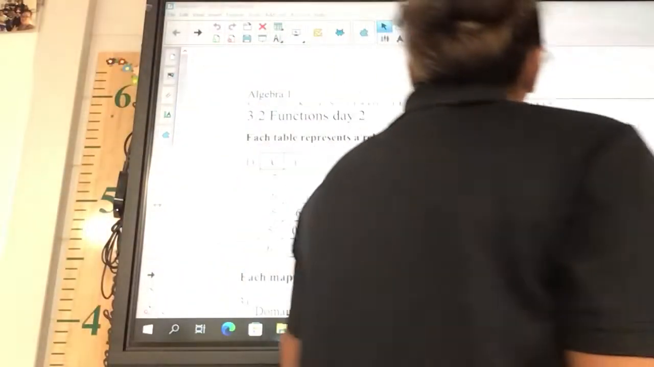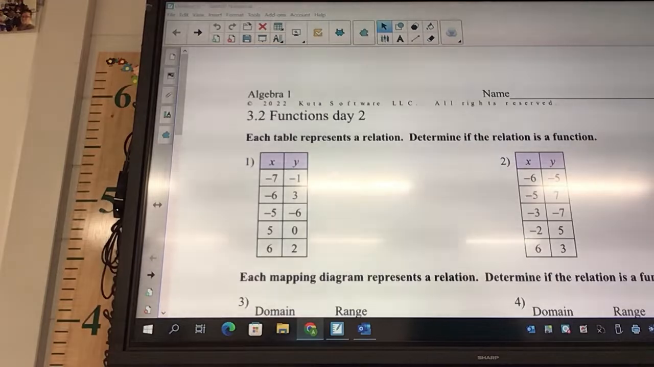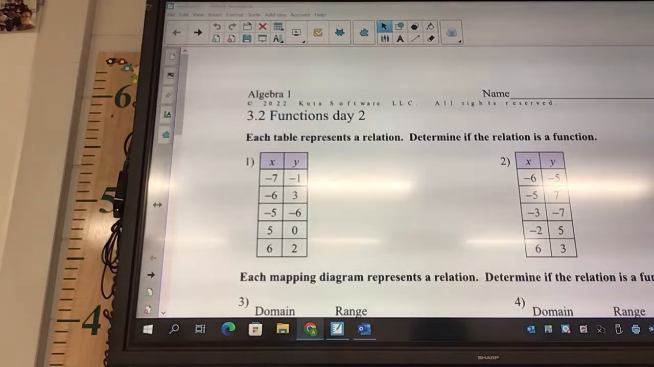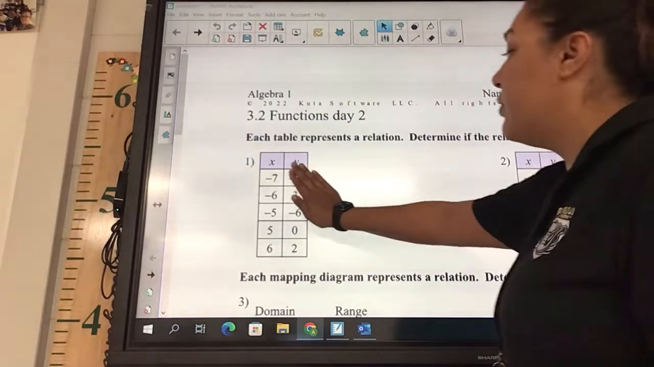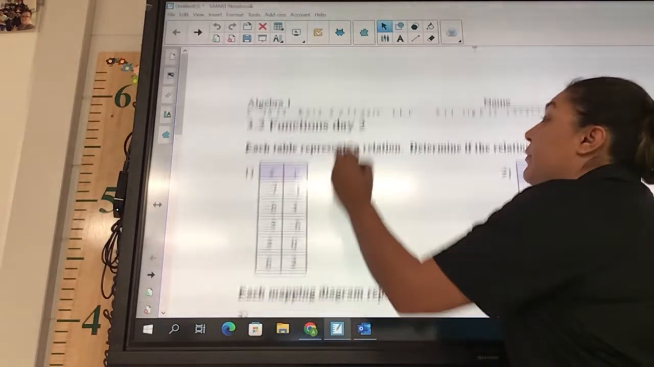Okay, I got this table here and they want to know if it's a function or not. How can you tell? How do you know if it's a function or not based on the table? What repeats? Okay, a number repeats on the x. So the y we really don't pay any attention to. So do any of these numbers repeat? No, then yes, it is a function.